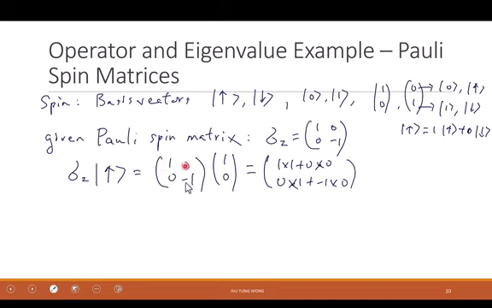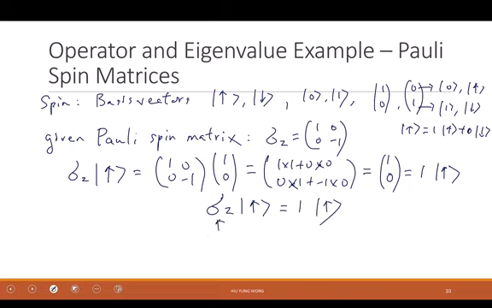How do you do it? Row times column. 1 times 1 plus 0 times 0 becomes the first element. 0 times 1 plus negative 1 times 0 becomes the second element. Right? I need you to go back to make sure that you don't make mistakes. What is this? 1, 0. Which means it is 1 times up. Do you see that? Sigma z applied to spin up equals 1 times spin up.